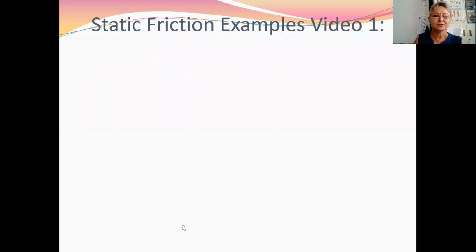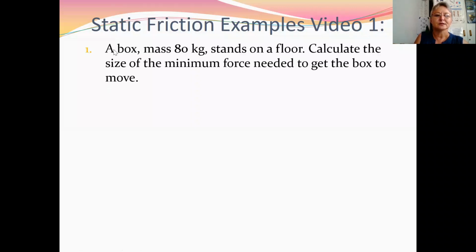Right, the first example says a box, mass 80 kilograms, stands on a floor. Calculate the size of the minimum force needed to get the box to move. Now, it's wise to always draw a diagram showing the situation.